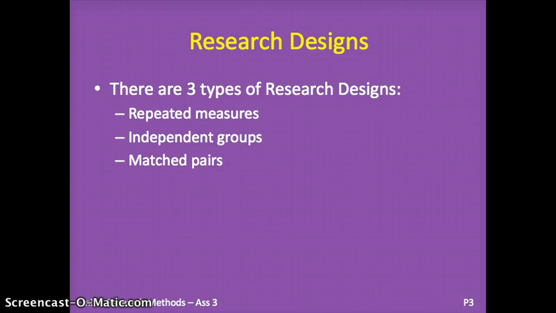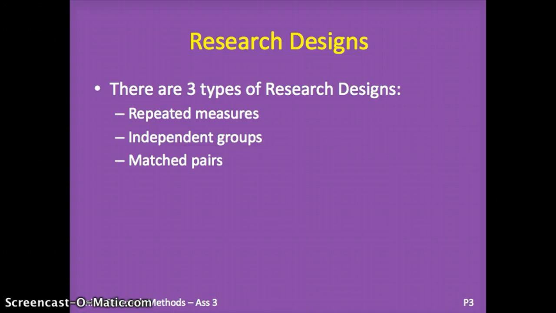Independent groups. This research uses two different types of people. Different groups of people participate in levels of IV or conditions. An example of this would be a sports science class and an English class.